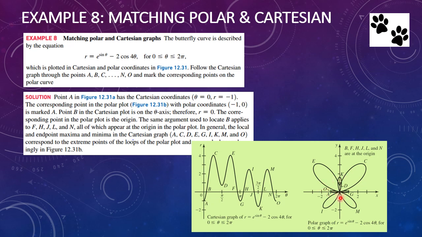A makes a loop. I is this loop here. K is this loop here. And M is this loop here.